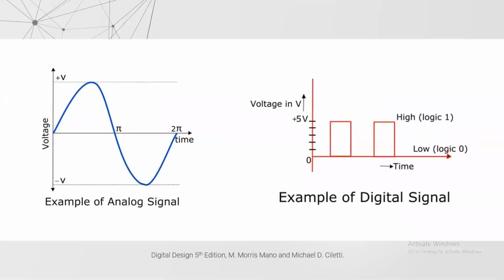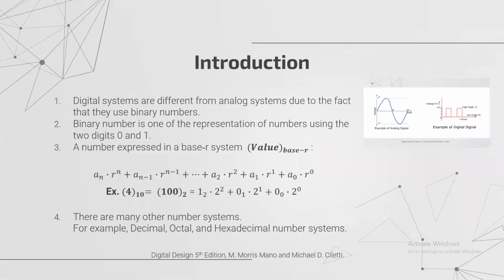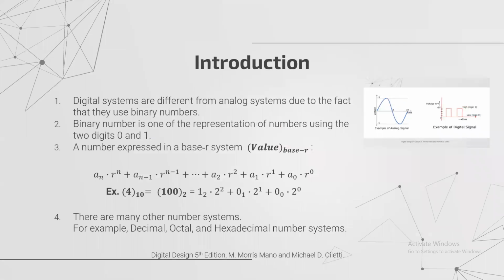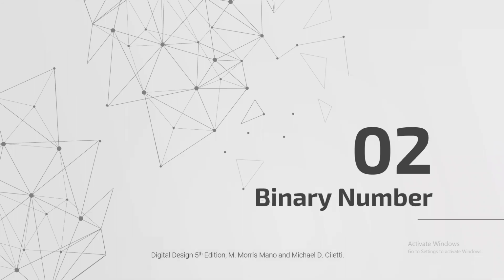Digital systems are different from analog systems due to the fact that they use binary numbers. A binary number is one of the representations of a digital system using the two digits 0 and 1. In general, a number expressed in a base R system has coefficients multiplied by powers of R. Also, there are many other number systems, for example, decimal, octal, and hexadecimal number systems.